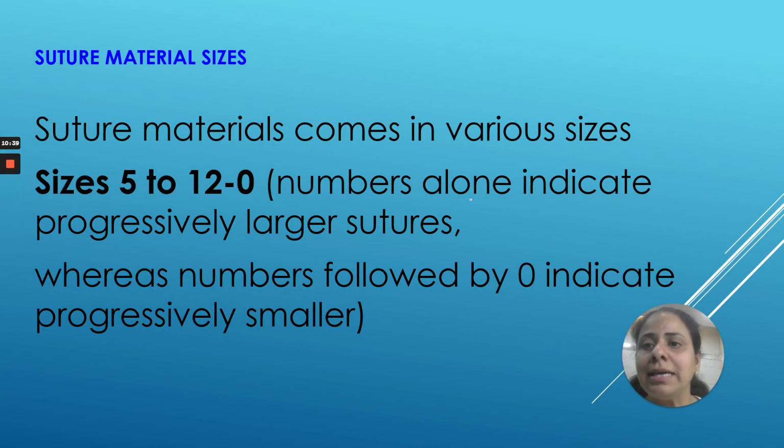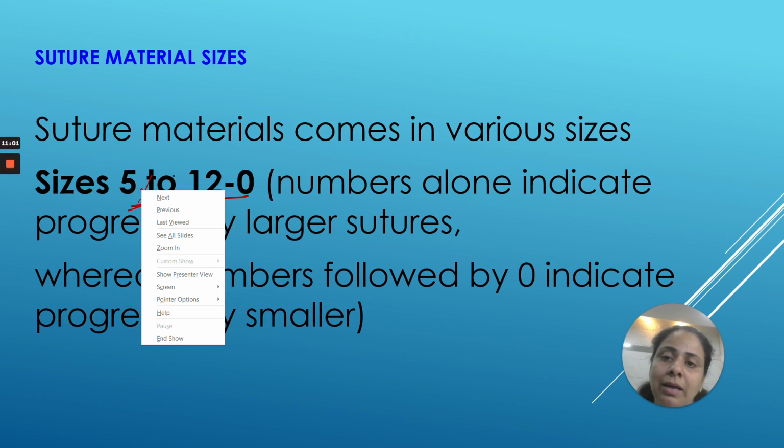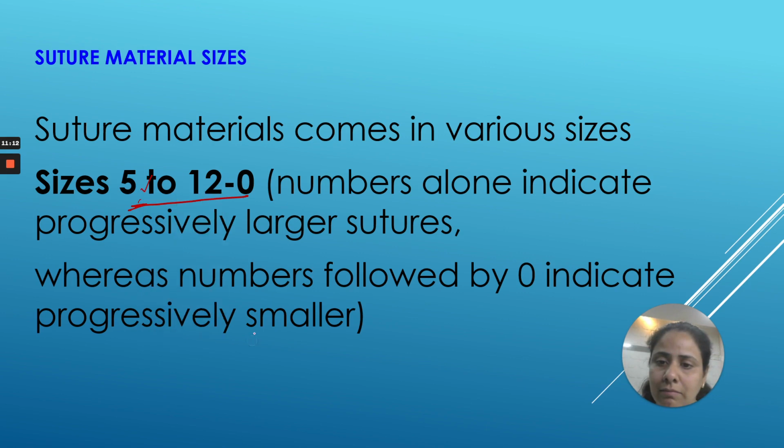As far as the suture material sizes are concerned, they come in different sizes and different zeros. You must have seen them. They come from 5 to 12O. Numbers alone indicate progressively larger sutures. A number 5 suture is very big, and a 12O suture has many zeros. I'll show you in the next slide. Whereas numbers followed by 0 indicate progressively smaller sutures.